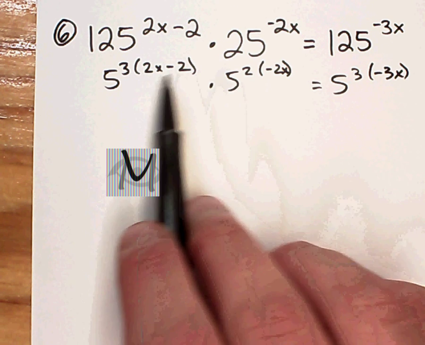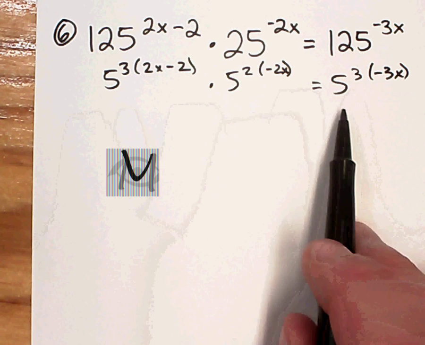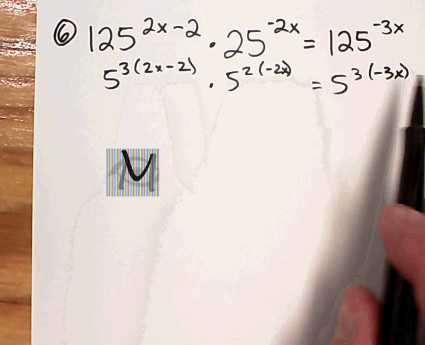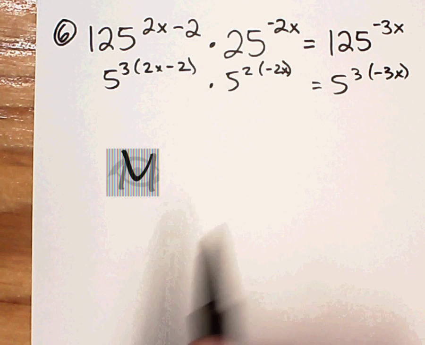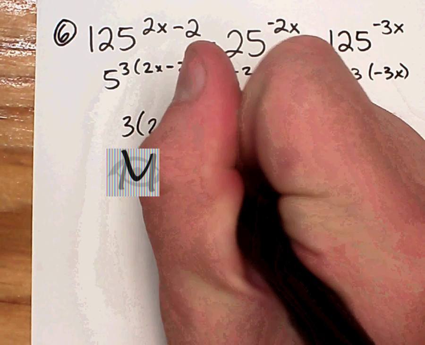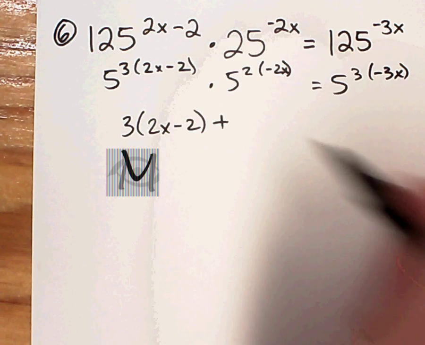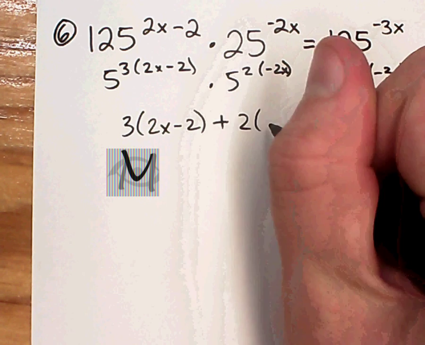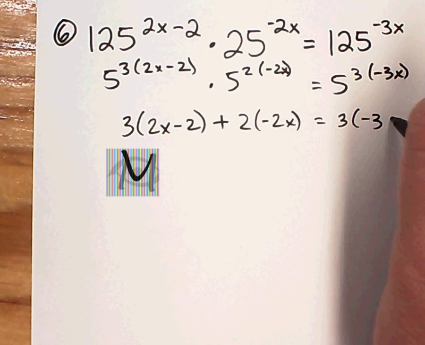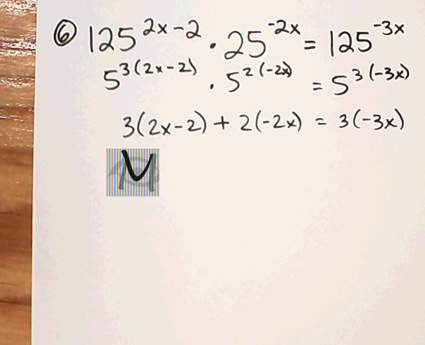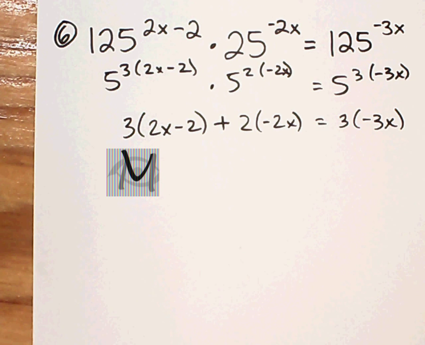Now, base numbers are all the same, so therefore we can do an equation with the exponents. Remember, if you're multiplying the base number, the exponents are going to be added together. So this is 3 times (2x minus 2) plus 2 times negative 2x equals 3 times negative 3x. All right, we have a lot of things here we're going to have to distribute to simplify this problem.